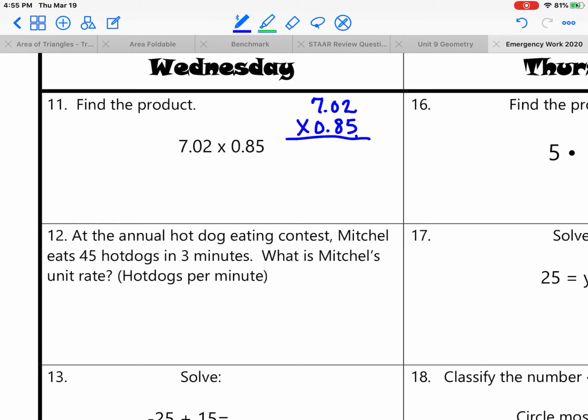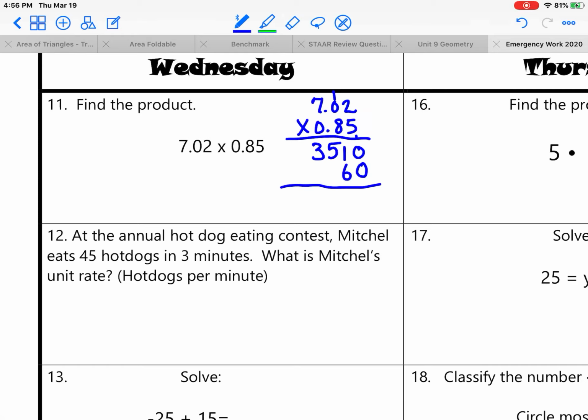Multiply everything by 5. 5 times 2 is 10. Carry the 1. 5 times 0 is 0 plus 1 is 1. 5 times 7 is 35. Okay, that takes care of the first row. We'll drop down. We put our 0 placeholder. And then we multiply everything times 8.